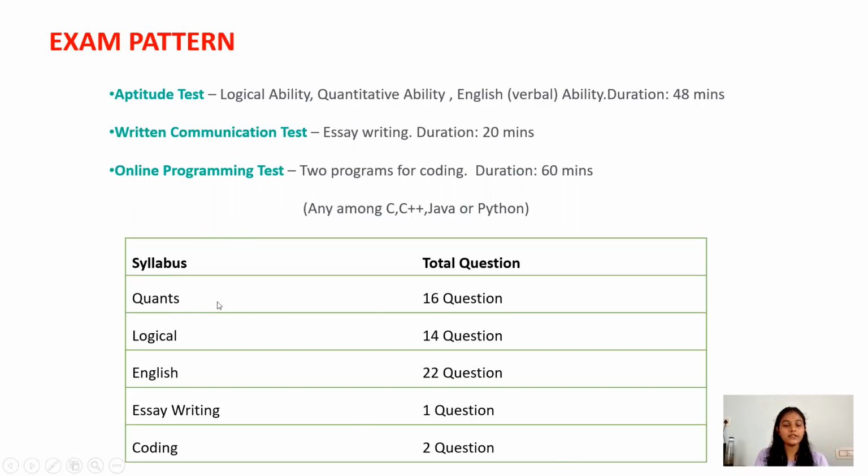That is quantitative. Quantitative will have 16 questions in total. Then logical will be 14 questions in total, and English will be 22 questions in total. Then essay writing, one question for 20 minutes. Then coding will be two questions for 60 minutes. That is total 1 hour.